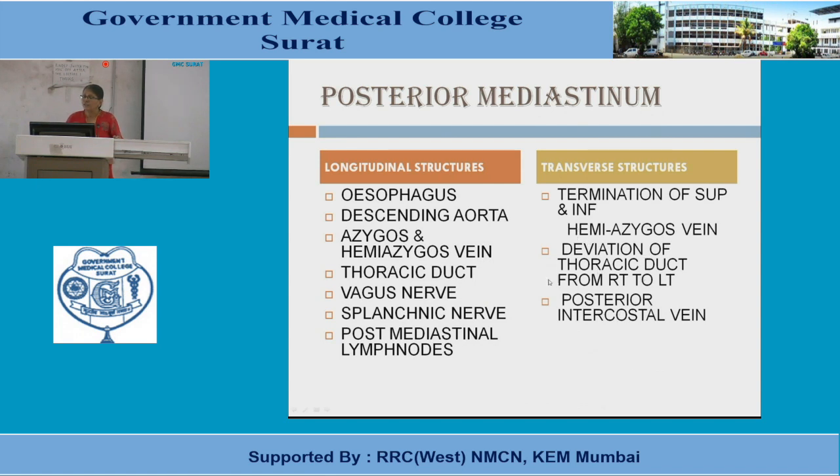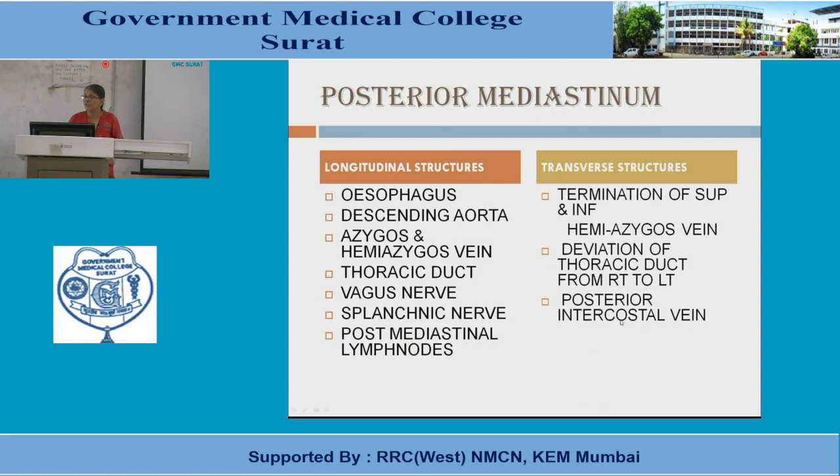Deviation of the thoracic duct from right to left. In the posterior mediastinum, the thoracic duct lies on the right side. At the level of the sternal angle it crosses, and in the superior mediastinum it lies on the left side. So this is the thoracic duct. We'll see this in the diagram.